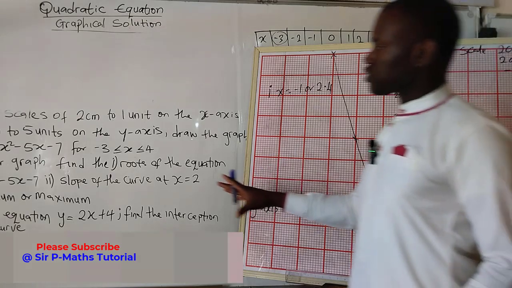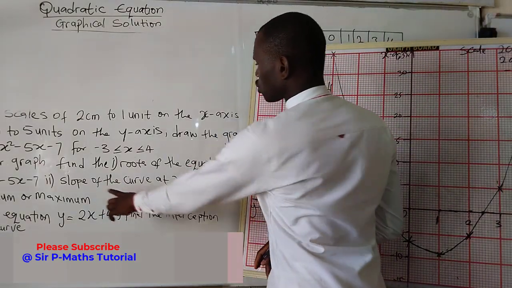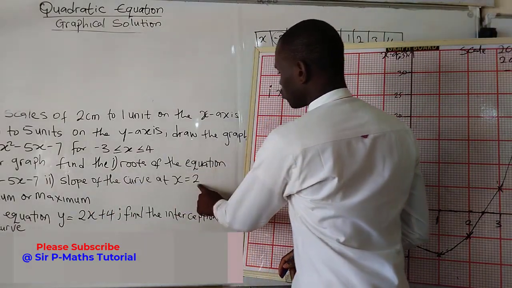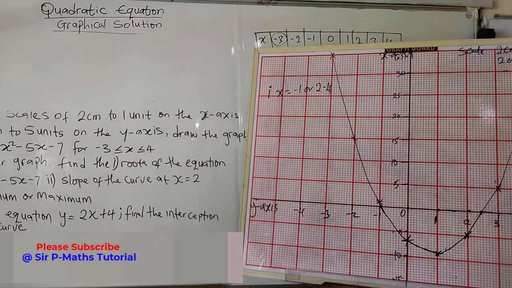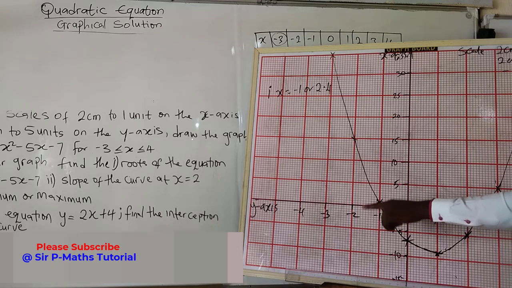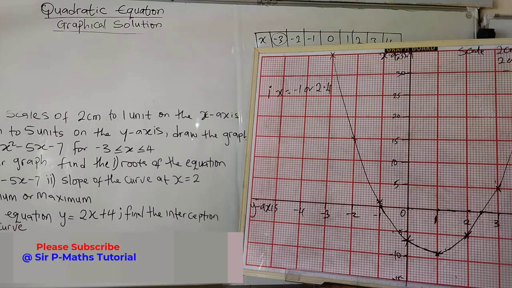So the next question says, find the slope of the curve at x equal to 2. Anytime you have a curve, where you determine the slope must be given to you. You can't just pick the slope of any point. Now we have been told to determine the slope at x equal to 2. So we go to our x-axis, identify 2, draw a tangent to the curve at that point, and 2 is at this position. Now the axis we have under 2 is here. What we do is to draw a tangent that will touch this point.